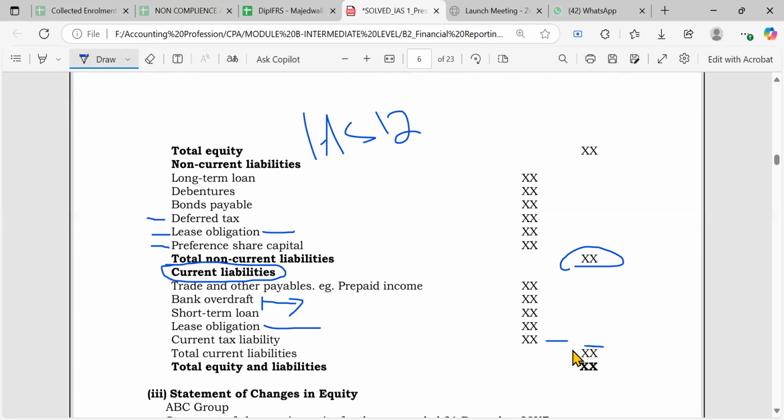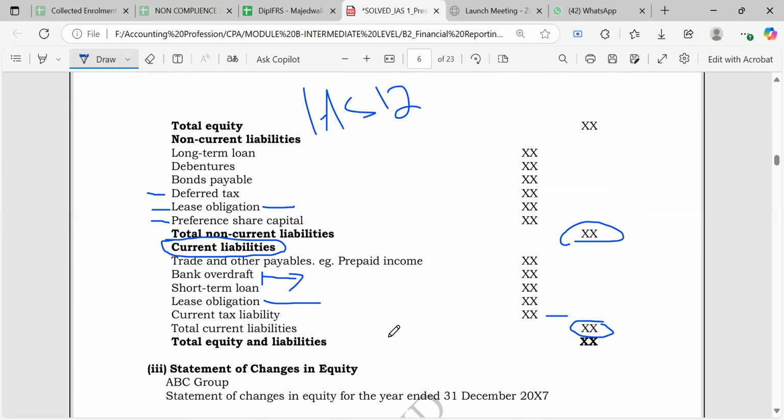It's very tough. Most of the time you just find yourself in current liabilities. So you get the total of current liabilities and then you add them together, right? Equity plus non-current liabilities plus current liabilities, you get a total of equity and liabilities. So like we said, equity plus liabilities should be equal to total assets, right? So that's all about these explanations.